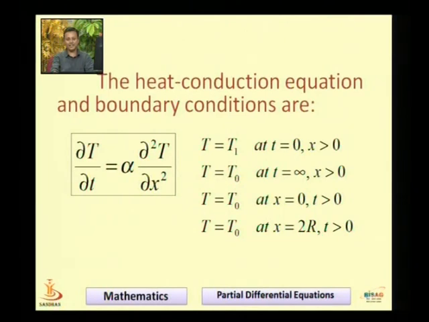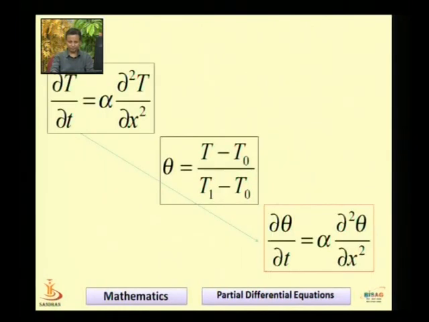Del T by del t equal to alpha into del square T by del x square, and the initial conditions are: temperature is T1 when t equal to 0, that is initially, for x greater than 0. Temperature is T0 at infinite time when x is greater than 0. Temperature is T0 at x equal to 0 and t greater than 0, and temperature is T0 at x equal to 2r and at any time.